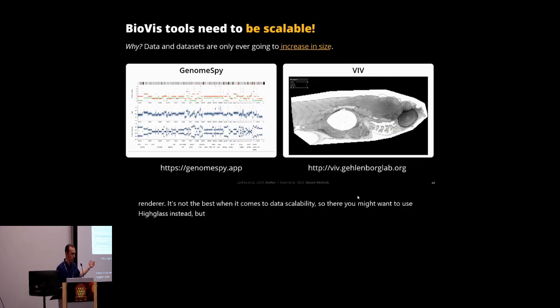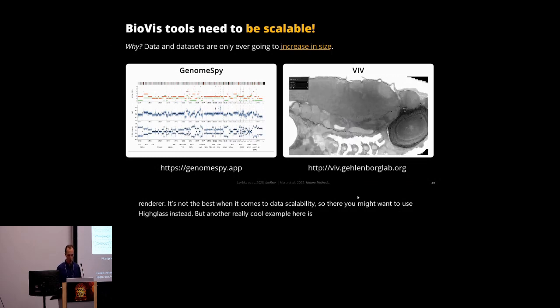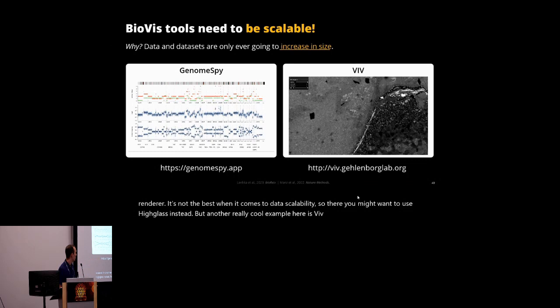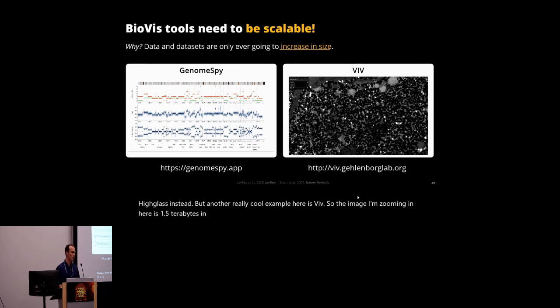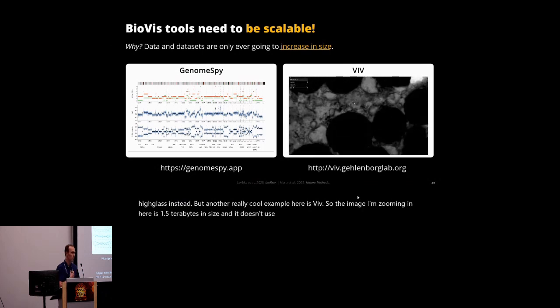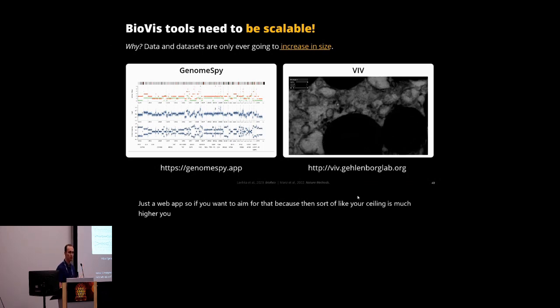But another really cool example here is Viv. So the image I'm zooming in here is 1.5 terabytes in size, and it doesn't use any server, just a web app. So if you can, you want to aim for that, because then your ceiling is much higher. You can now use Viv in lots of different applications. You might have small images, then it's fine, and you might never need such fancy rendering techniques. But you can also get it to terabyte size data, and it still works, which is great.